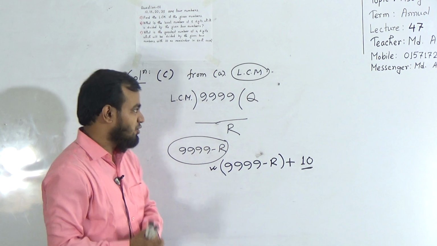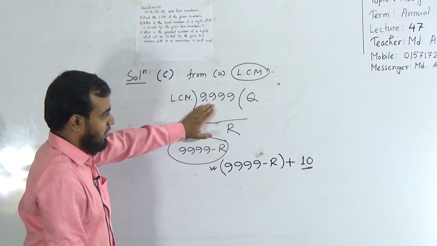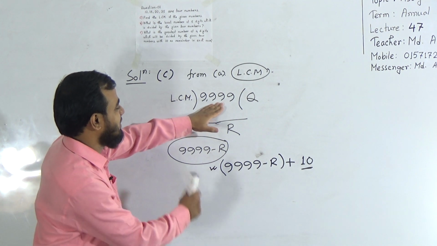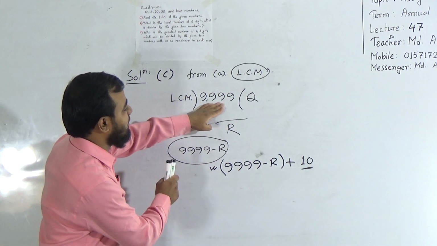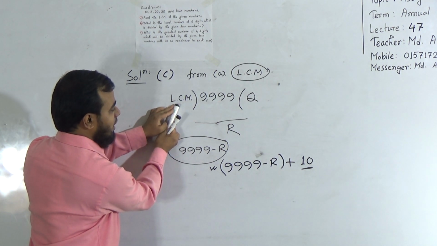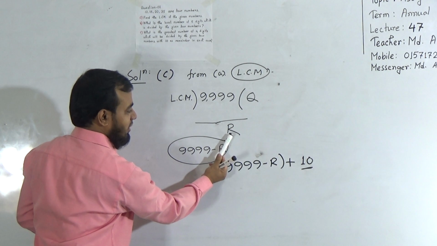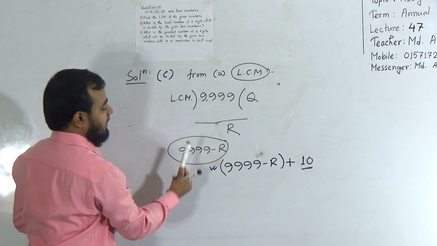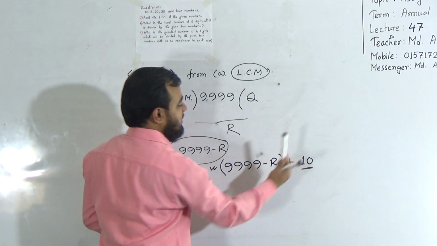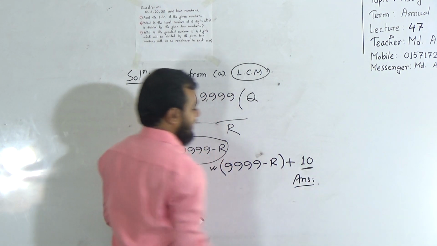Now again I am telling you that to find the greatest 4-digit number, first of all write down the greatest 4-digit number. It is 9,999. We need the greatest 4-digit number which gives 10 as remainder when divided. That is why first of all we will divide this number by the LCM of activity A. Then we will get a remainder and quotient. We have to subtract this remainder from the greatest 4-digit number. Then we will get a number. That number must be added with 10. Then our required number will be here, and this number will be our answer. I think you have understood.